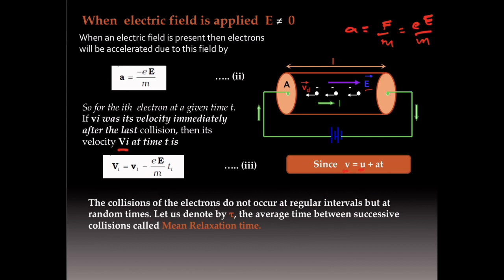The electrons are moving from one end to another, and they suffer multiple collisions, and these collisions are not at regular intervals of time. So if we take the average of all the times taken by the electron from one end to another, that time is known as the mean relaxation time. Tau is the symbol for that, and we define this as the average time between successive collisions of an electron.